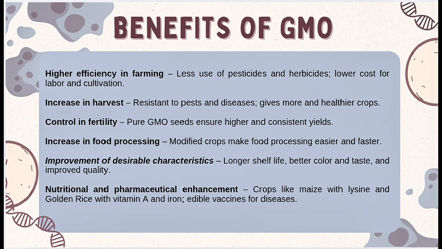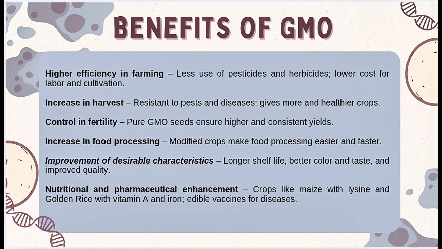Third, control of infertility. The purity of GMO hybrid seed can be maintained to make sure that every planting season gives good and consistent results. This gives farmers reliable seed that helps them produce better crops every year.